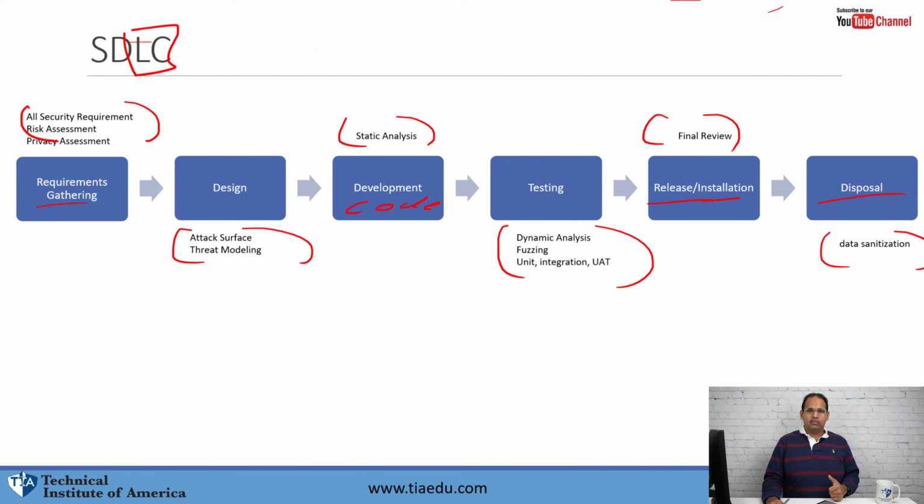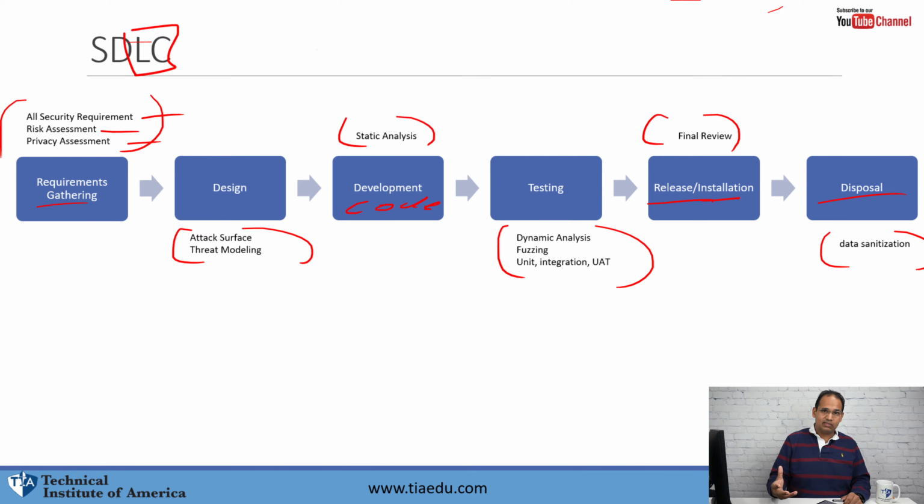So let's take a look. Requirements gathering. Let's go with this phase. What are we doing in terms of security here? You want to gather all the security requirements. You want to do a risk assessment or a privacy assessment. Let's say we're making that accounting software. What would be some of the security requirements? Does it need encryption? Does it need multi-factor authentication? Where will the data be stored? Can the data be stored in certain countries?